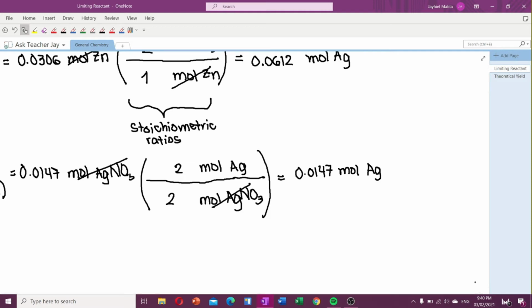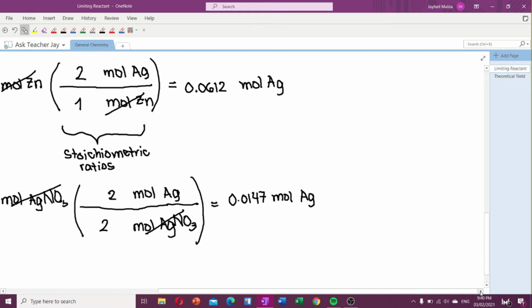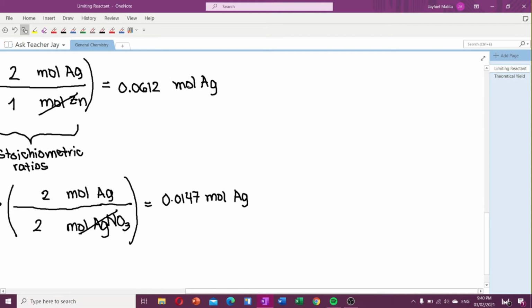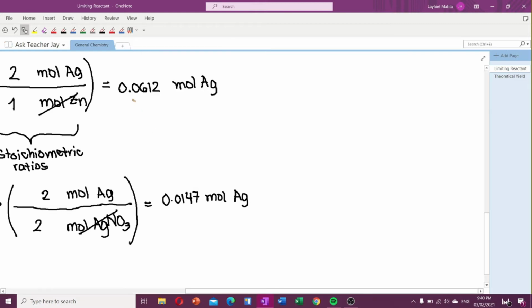We're now done calculating the moles of Ag based on the 2 reactants. But how are we going to determine which of the 2 reactants, zinc and AgNO3, is the limiting reactant? The process here is just simple. Between the 2 values here, 0.0612 and 0.0147, you just need to choose which is the larger value and which is the smaller value. Of course, between the two, this one is smaller. And the other one is the larger value.